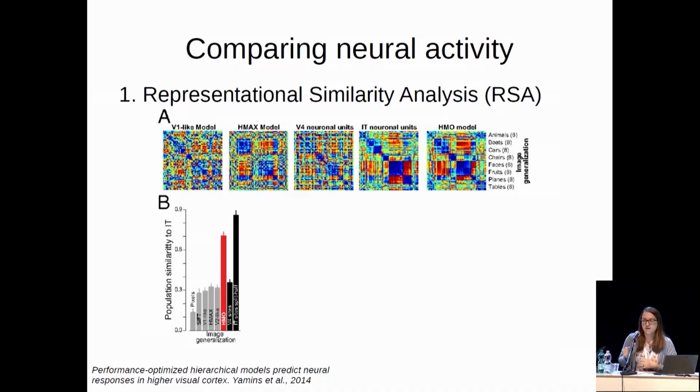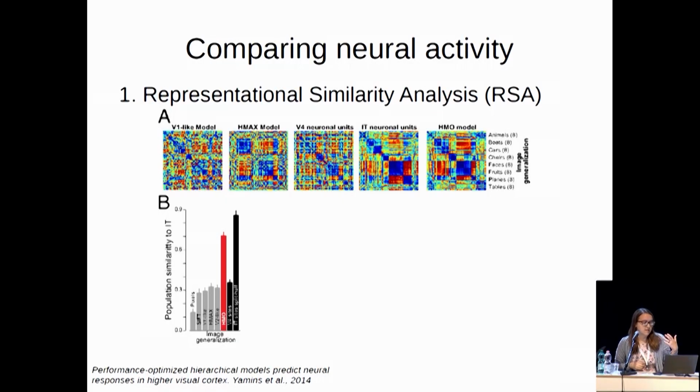And so when you do that, you can see here on the top there's a bunch of these matrices for different models. So the first two are models, and then we have V4 neural data and IT neural data, and then a convolutional neural network is at the end there. And so you can even just by visually looking at this, you can see that the convolutional neural network looks pretty similar to the way that IT is representing images.